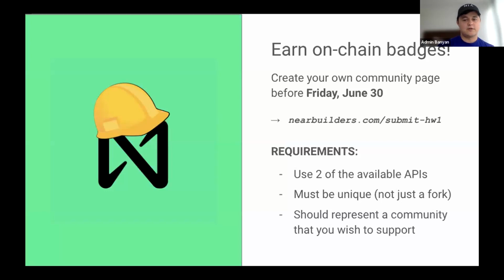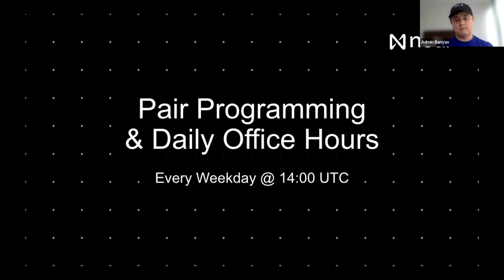Here are the requirements, though, for this homework assignment. You have to use 2 of the available APIs, which are in the documentation. And we reviewed those last week. If you need to get clarity on that, just ask in the chat or in the office hours. This has to be a unique community page, not just a fork, and it should represent a community that you wish to support. And we're doing one-to-one pair programming or group sessions.